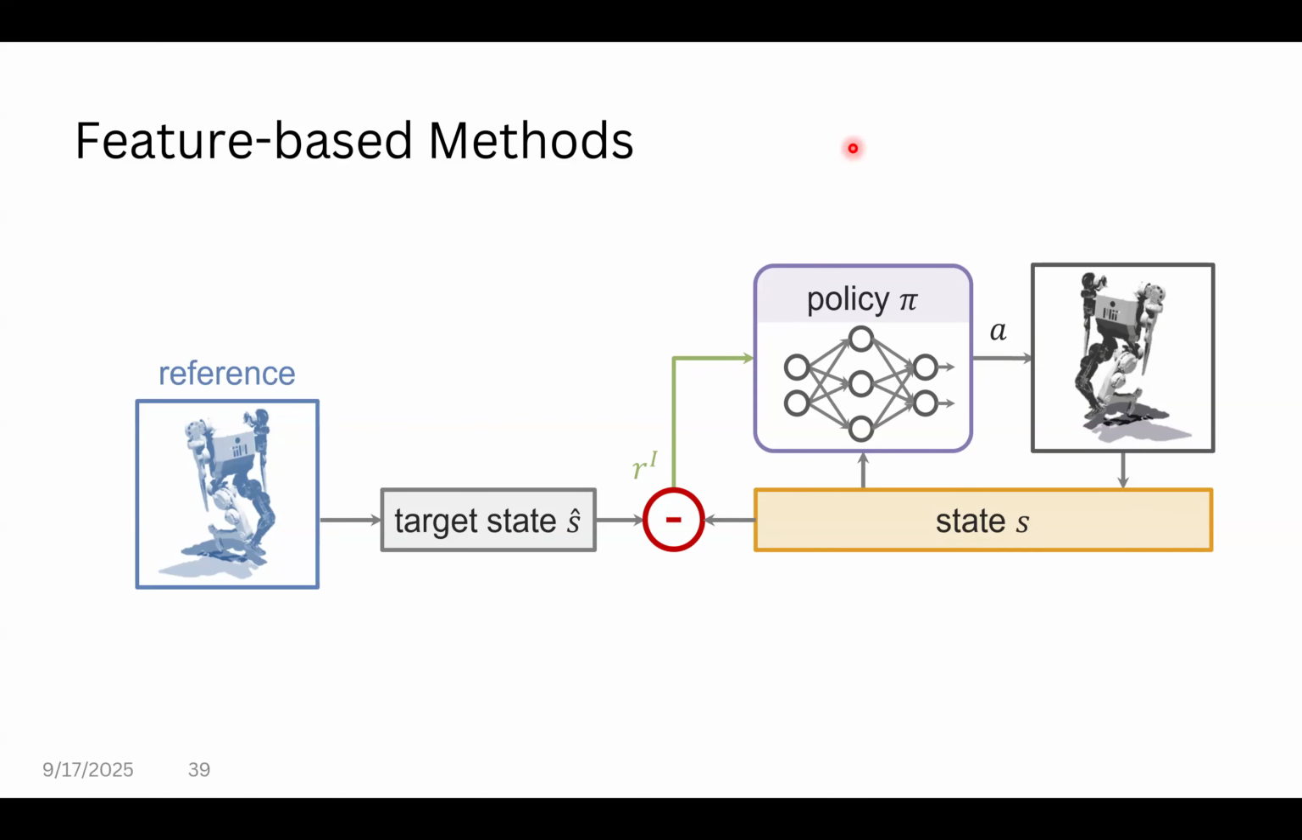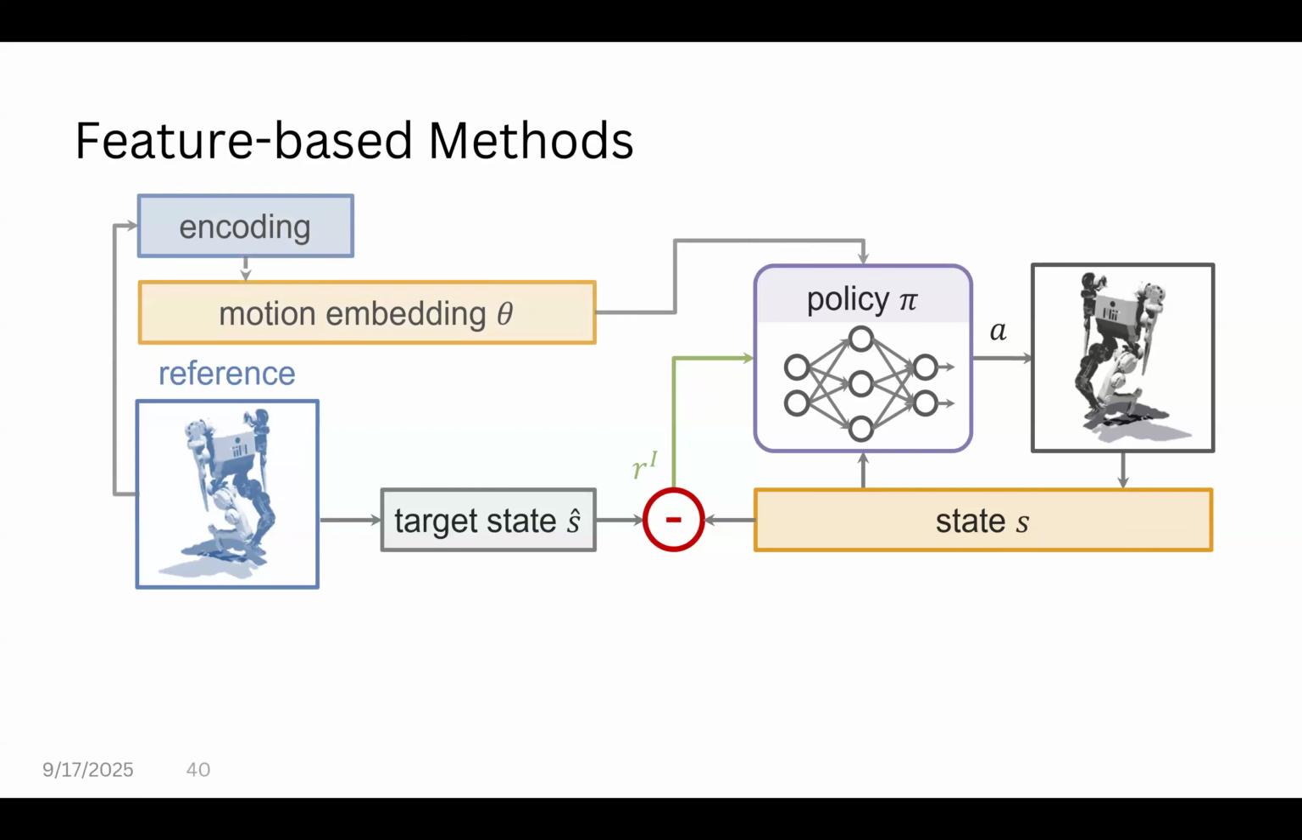So here we're talking about the second stream, which is the feature-based method. Instead of using this discriminator, I'm computing my imitation reward based on the distance between the target state and my current state. But again, we still have to solve the problem of synchronization and motion embedding.